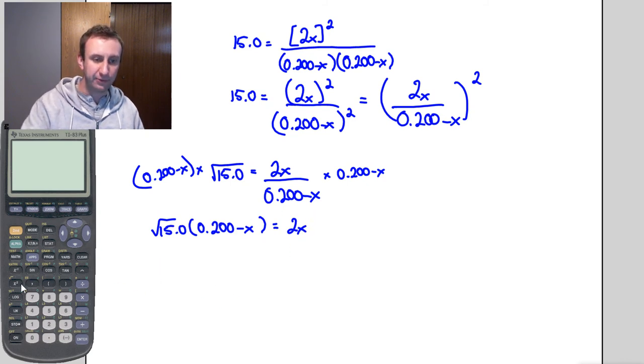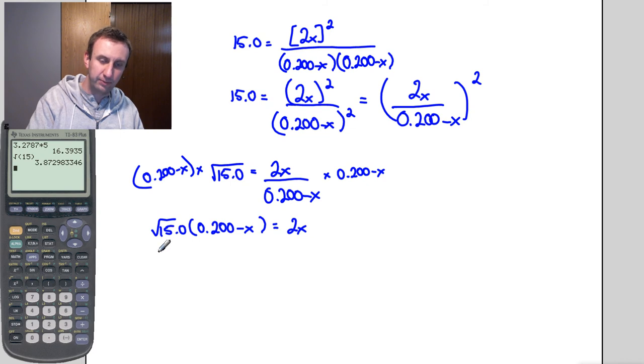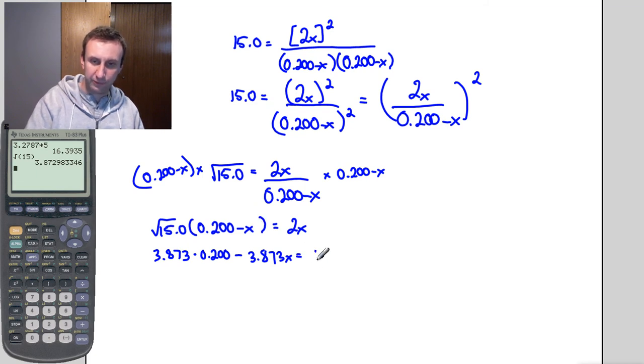So now let's actually find some numbers for this, and then we can move the x terms over. If I take the square root of 15, I get an answer of 3.873, which is a good place to round it. So 3.873 multiplied by 0.200 minus 3.873x. The square root of 15 is multiplied by 0.200, and it's multiplied by the x, and I get that term. And that's equal to 2x.